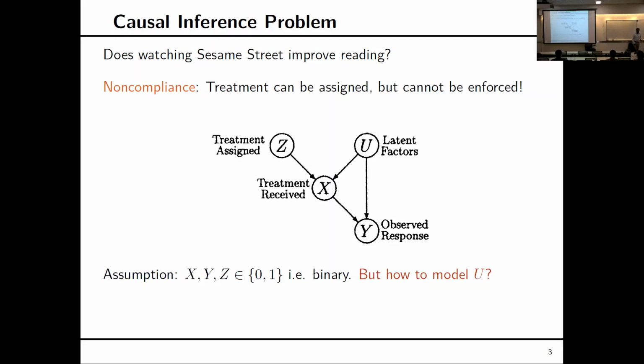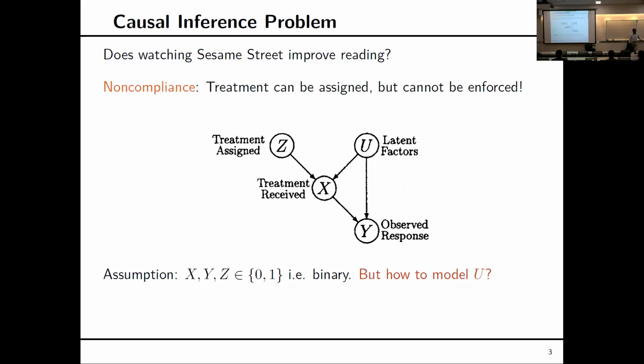X is the treatment that was actually received by the patient. They watched it or did not watch it. And Y was the observed response. Their reading went up or did not go up. And the problem here is that because it can't be enforced, there may be latent factors that impact both the treatment received and the outcome received.